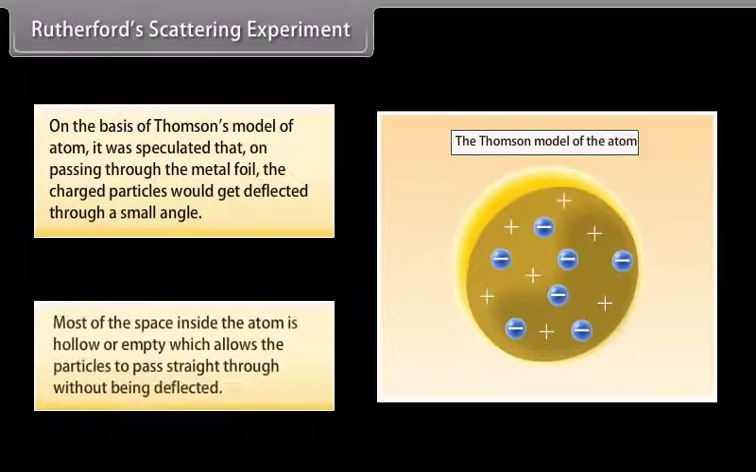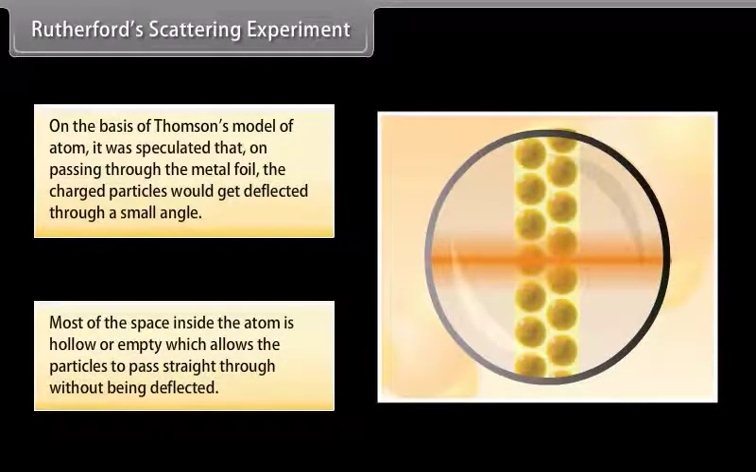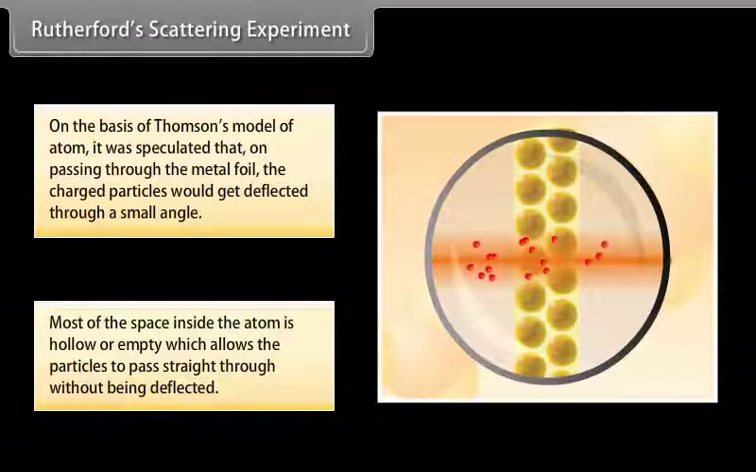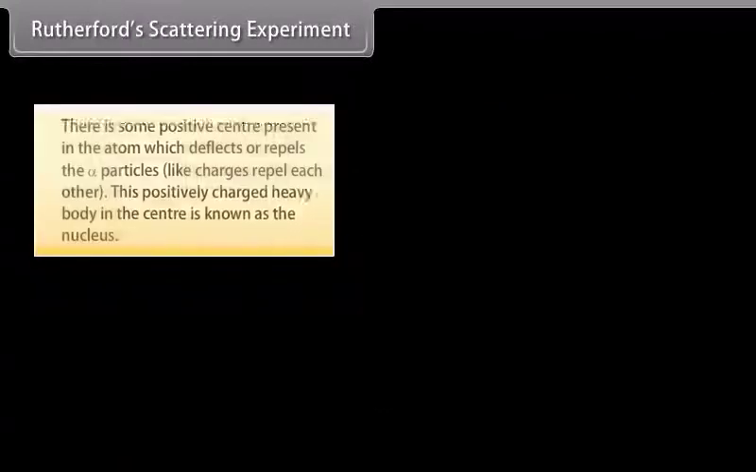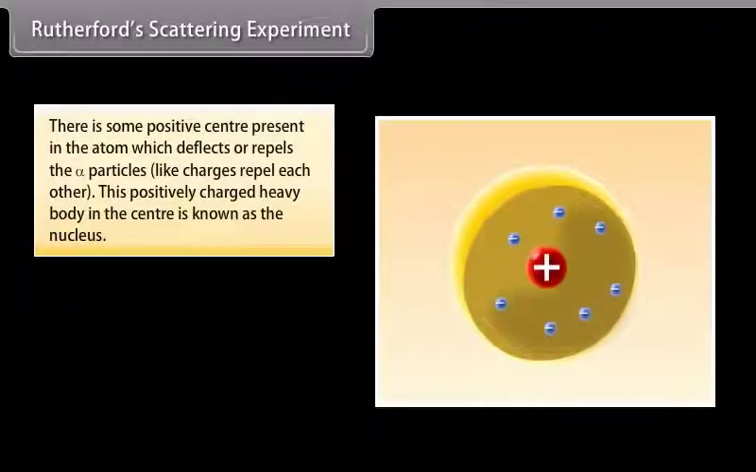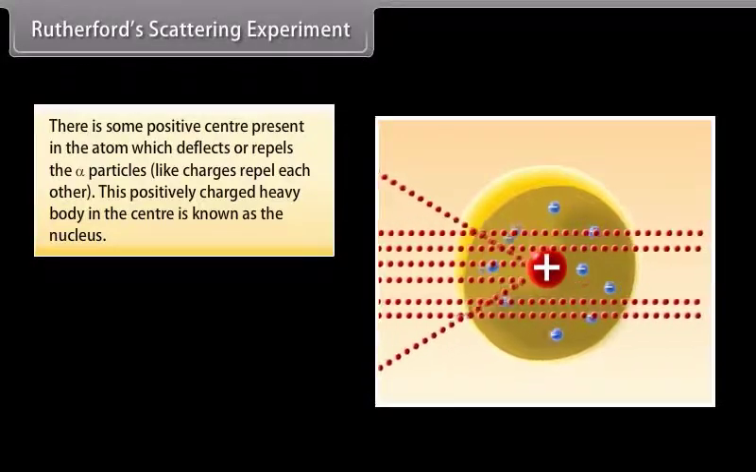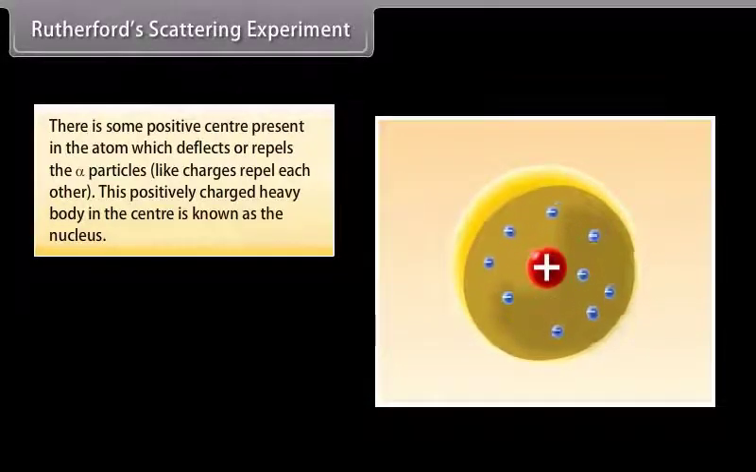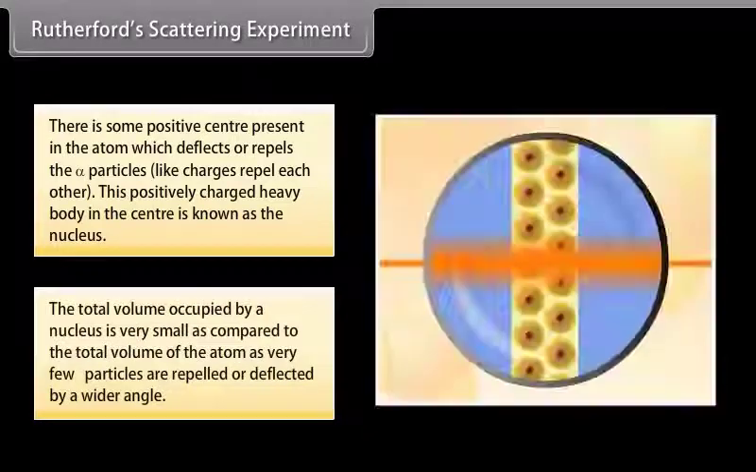1. Most of the space inside the atom is hollow or empty, which allows the particles to pass straight through without being deflected. 2. There is some positive center present in the atom, which deflects or repels the particles, like charges repel each other. This positively charged heavy body in the center is known as the nucleus. 3. The total volume occupied by a nucleus is very small as compared to the total volume of the atom, as very few particles are repelled or deflected by a wider angle.